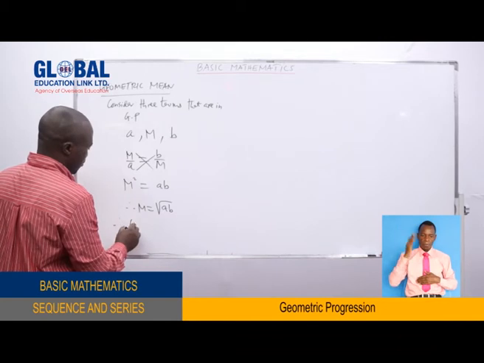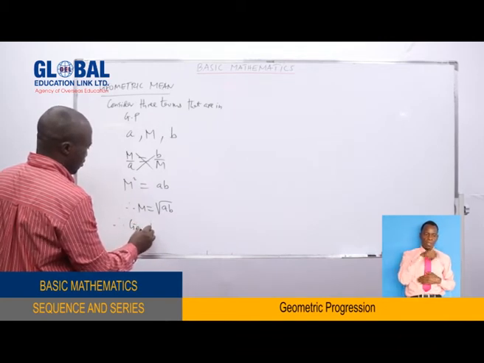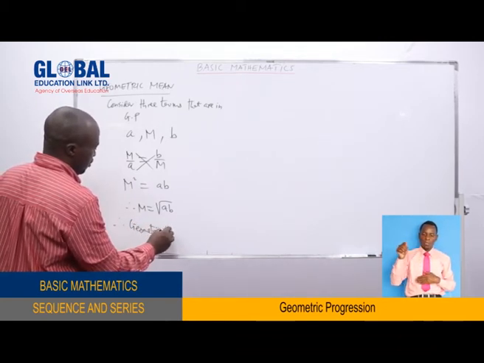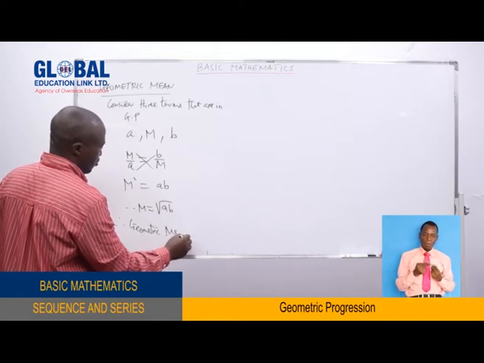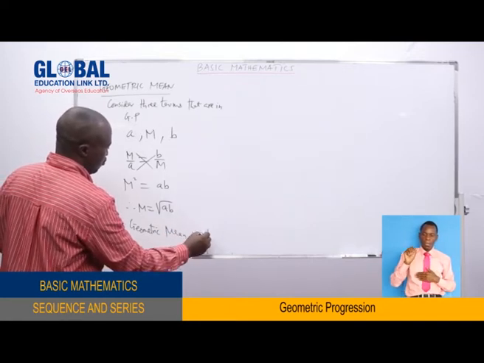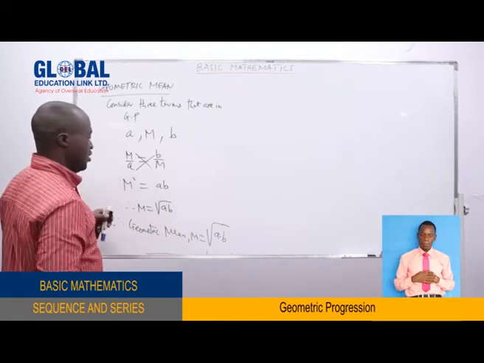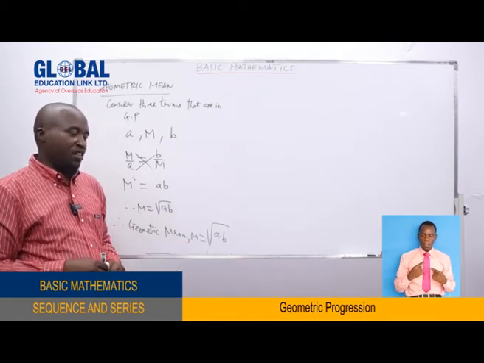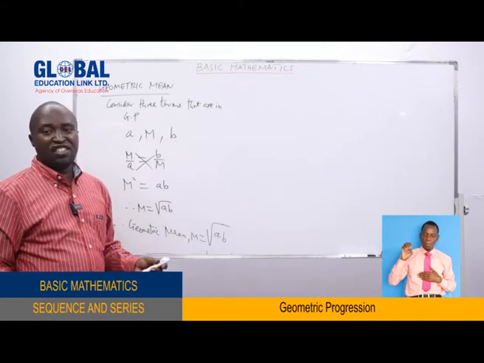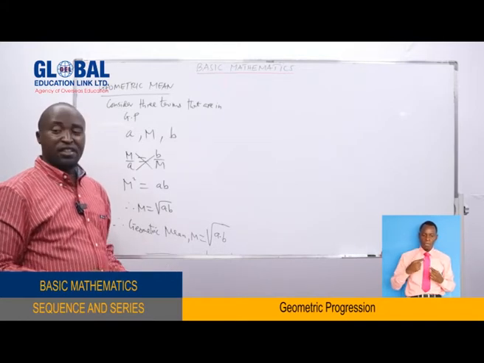Therefore, the geometric mean, that's denoted by m, is equal to square root of a times b. In this case, a will be the first number and b will be the second number.